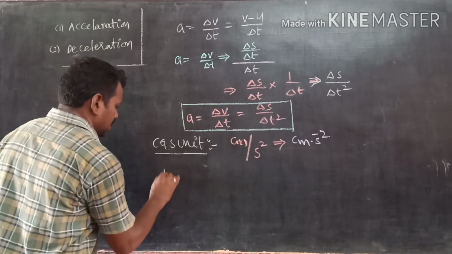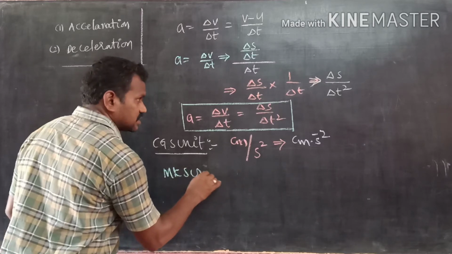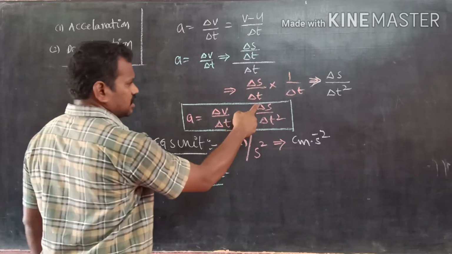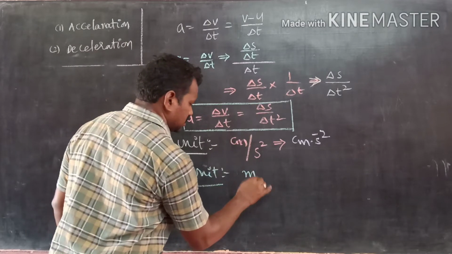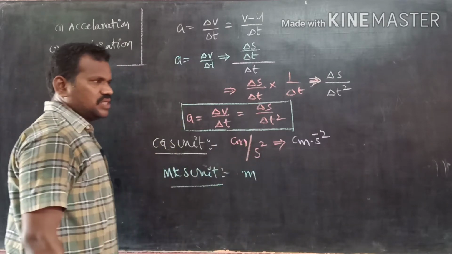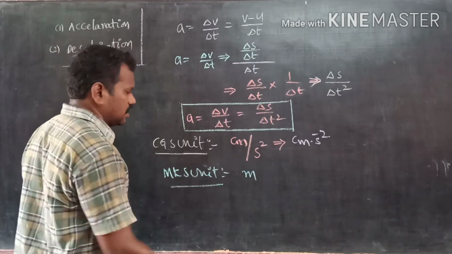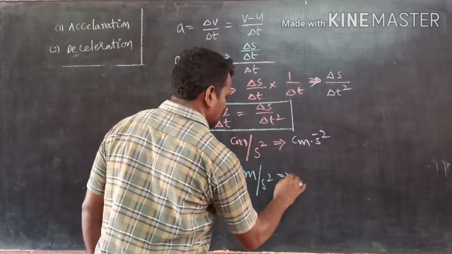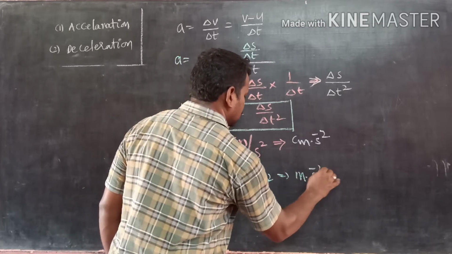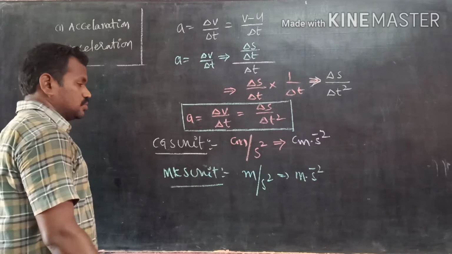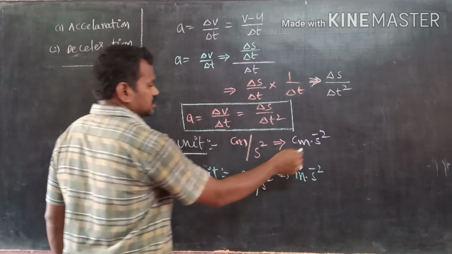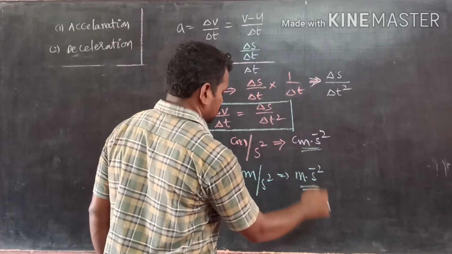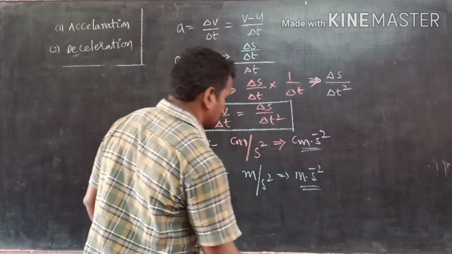Then what is the MKS unit of acceleration? MKS unit of acceleration depends on the MKS unit of displacement, that is meter. I already said we should write it in small letters only, by second square. Now this value becomes meter into second power minus 2. This is the CGS unit as well as the MKS unit of acceleration.